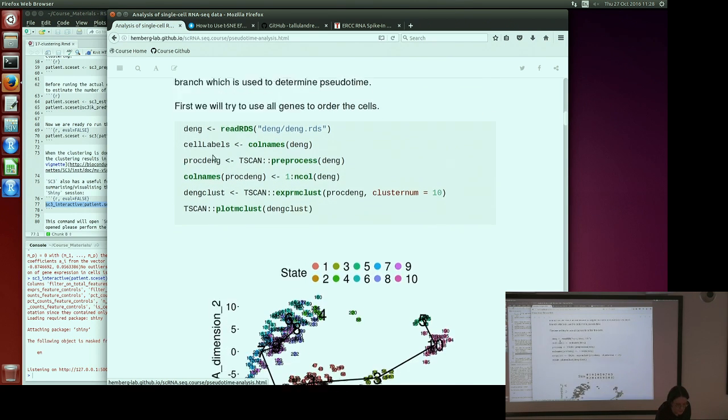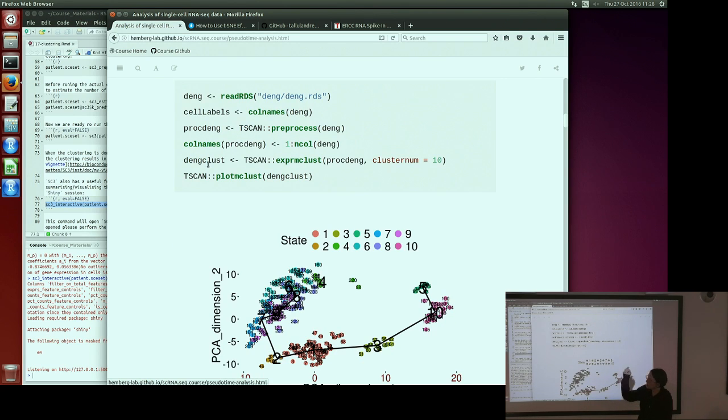So we're going to be using the Deng data set, which is early development of the mouse embryo. So starting from a single cell zygote, a very early 2-cell embryo, and then to 4 cells, to 16 cells, and then to the blastocyst. In this data set, they sampled 10 different time points along this development. So we're going to use 10 clusters to begin with, and then we can run TSCAN, and it produces this nice plot.